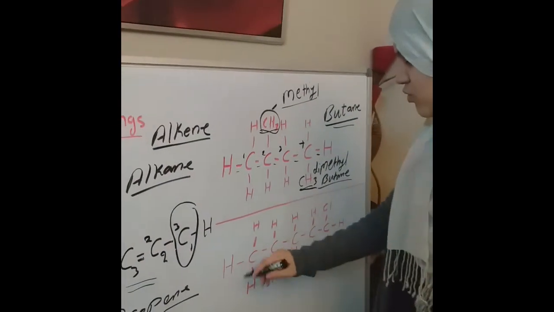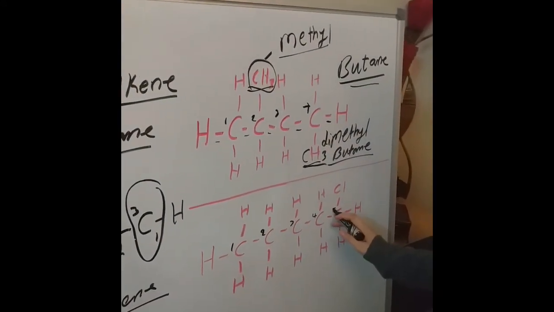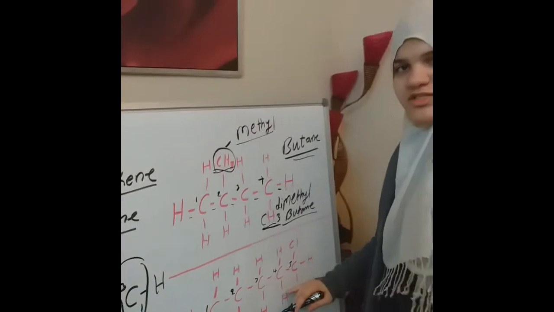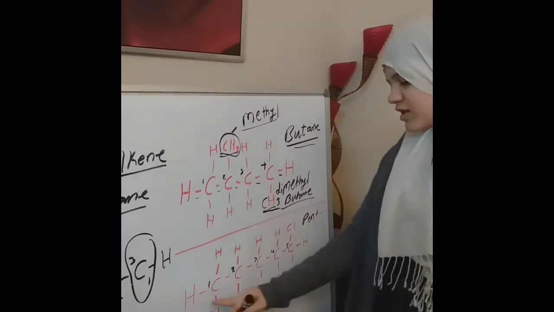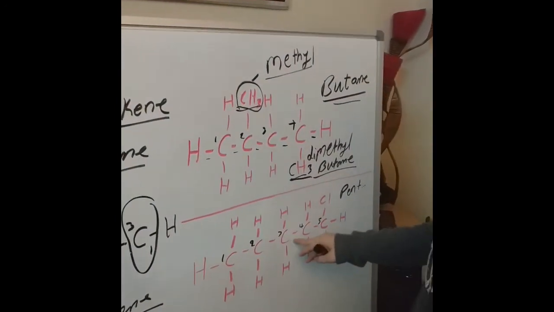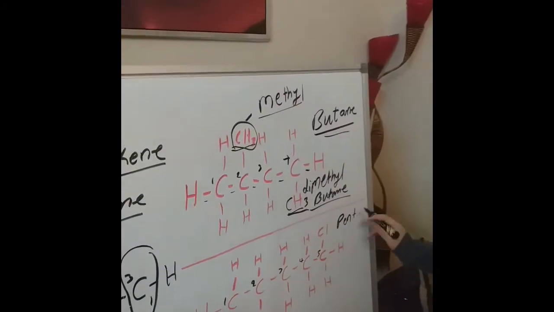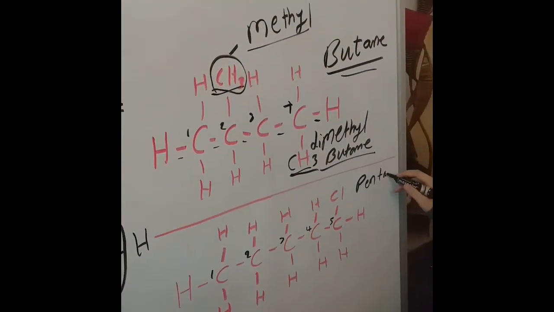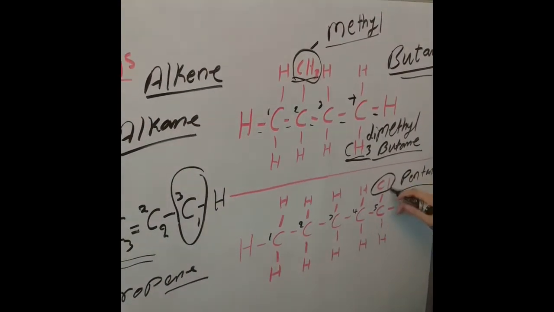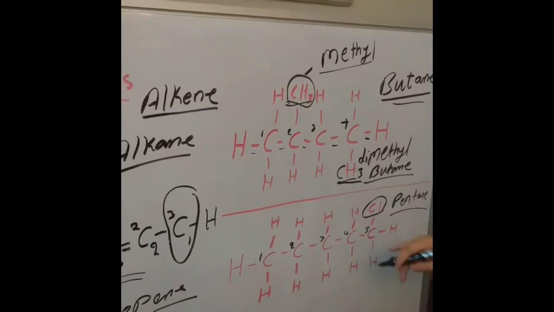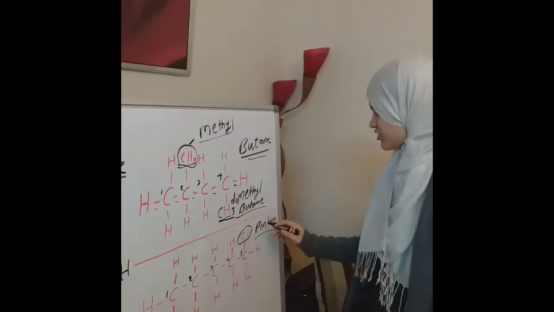Here 1, 2, 3, 4, 5. We have 5 carbons. That means pent. Here we have 1 bonds. That means it is pentane. Pentane. But there's something. Do you see the chlorine here? The symbol of the chlorine here? How will we write this chlorine with pentane?